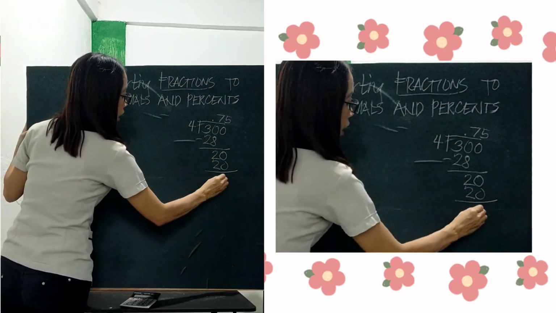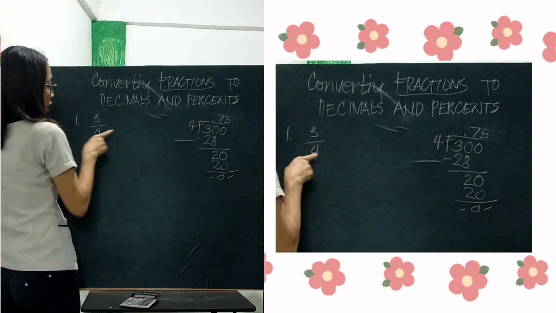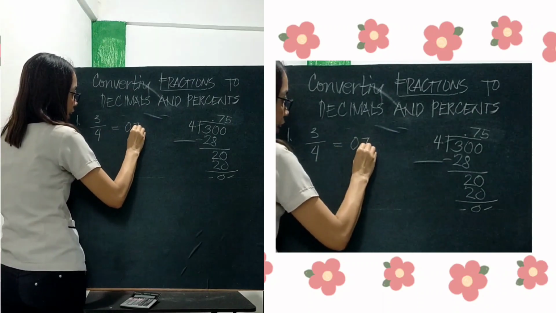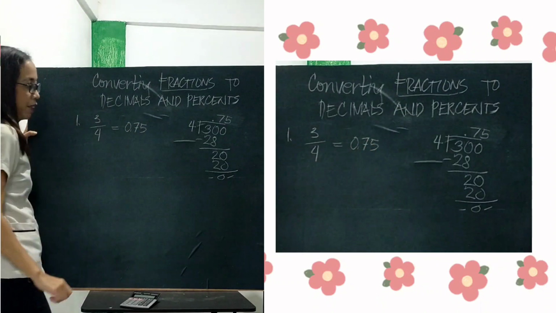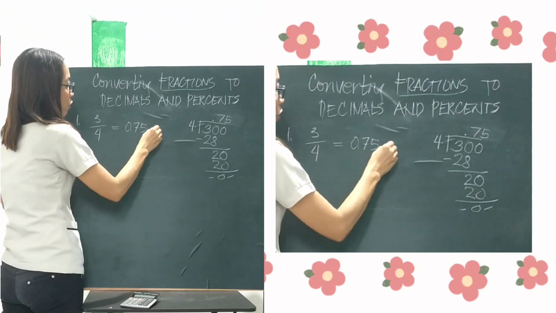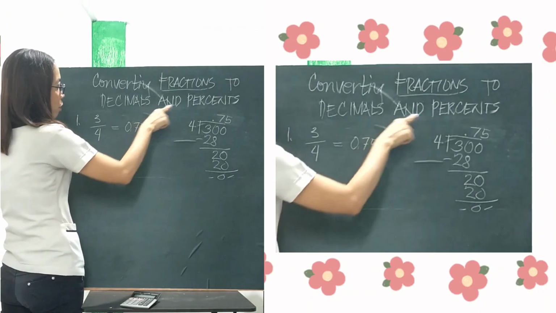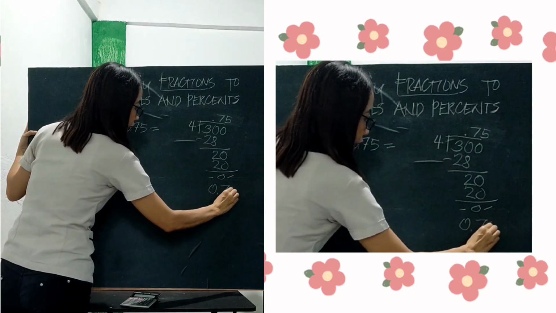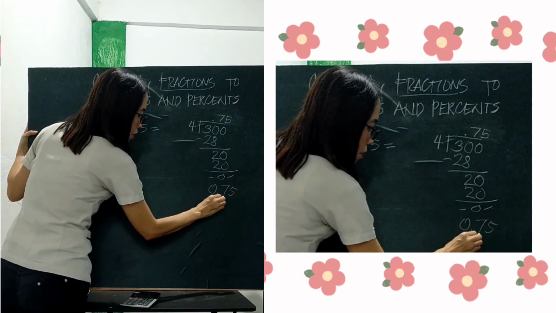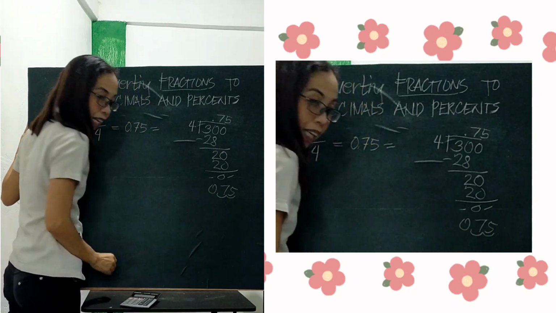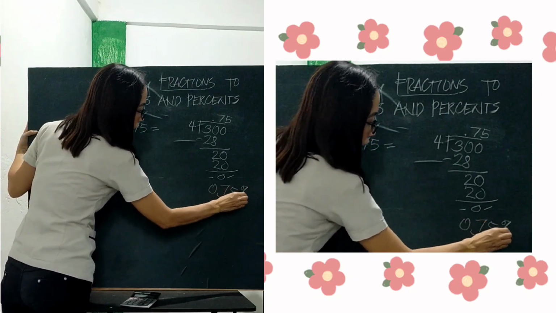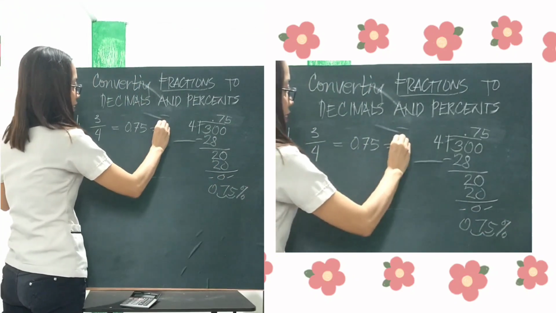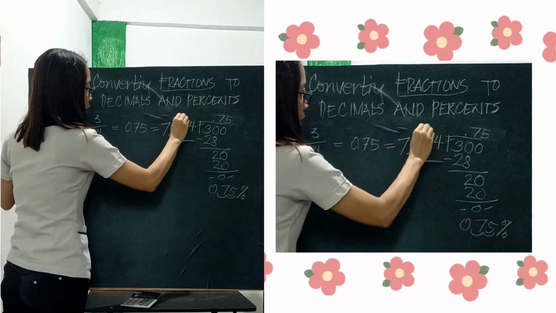And now, 3/4 is equal to 0.75. Converting decimal into percent, we have 0.75. Just move the decimal point 2 places to the right and put a percent symbol. So the answer is 75%.